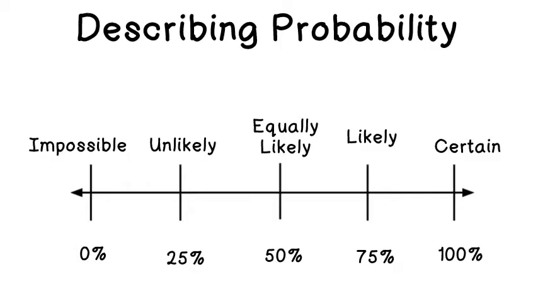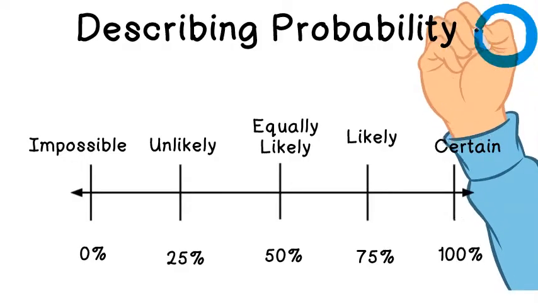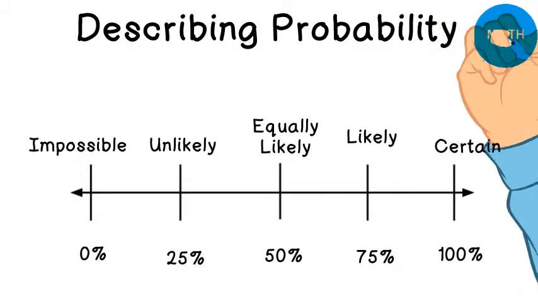Remember, for it to be impossible, it has to be exactly 0%, and for it to be certain, it has to be exactly 100%.